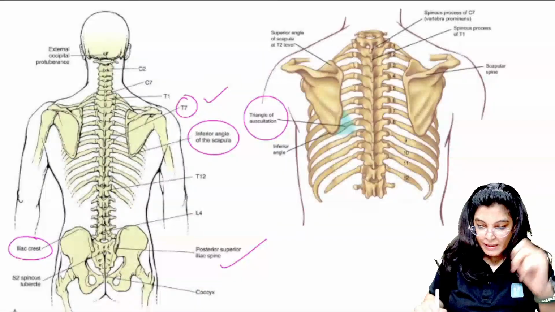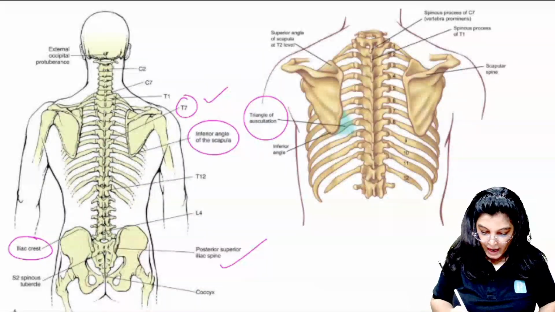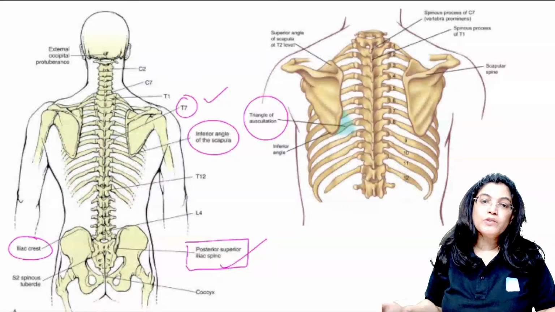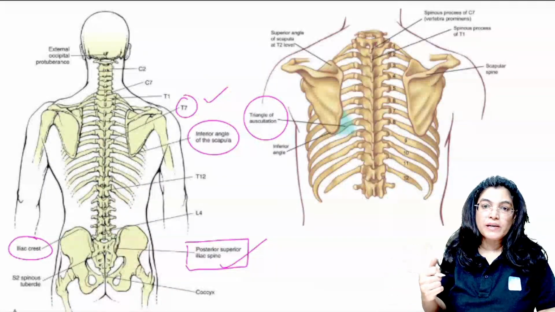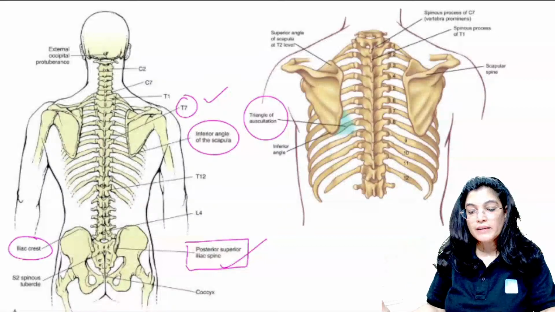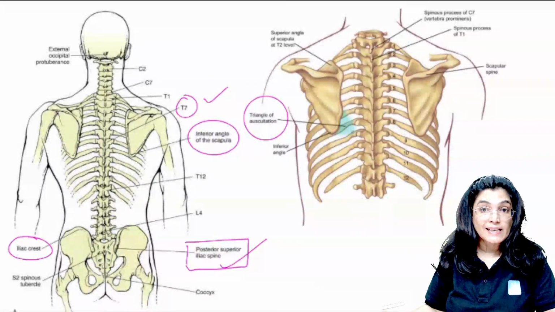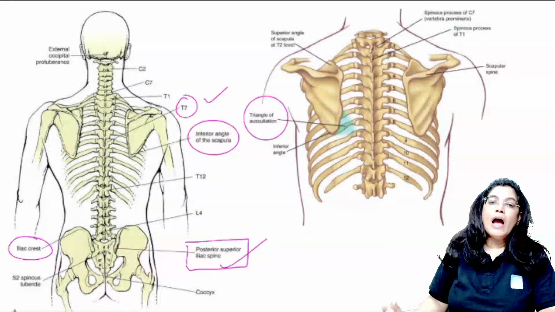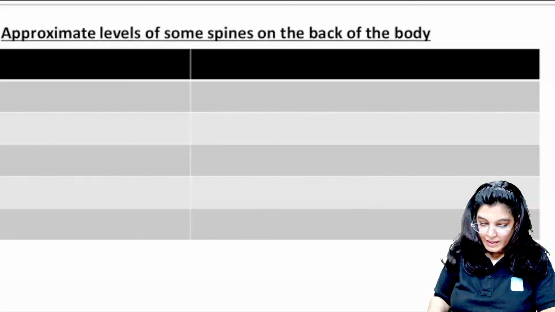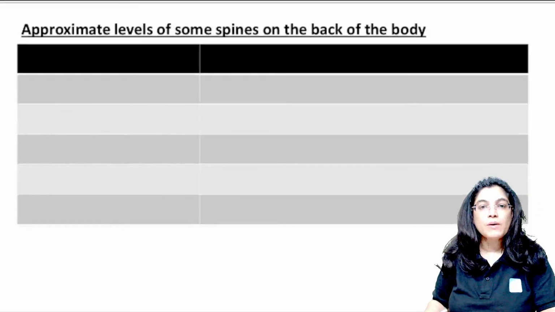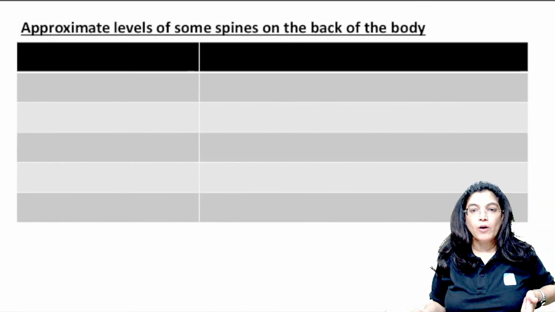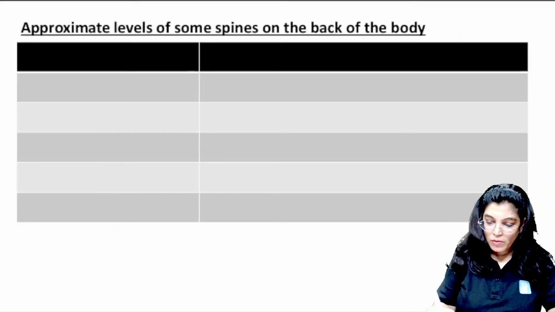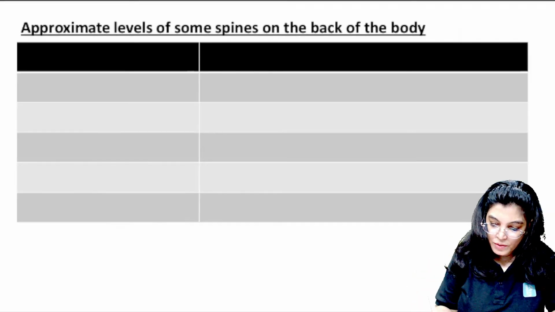For example, the posterior superior iliac spine is an important landmark. When you study the hip bone, you will appreciate the anterior and posterior superior iliac spine. The posterior superior iliac spine corresponds to the level of the 2nd sacral vertebra. So these are the important things which you should know. I will just give you a list of approximate levels of some of the spines on the back of the body, which correspond to important landmarks in the area. So please note down, my dear students, it's important for you.